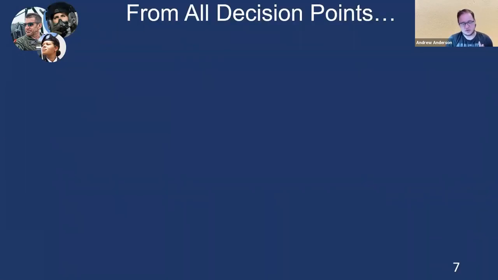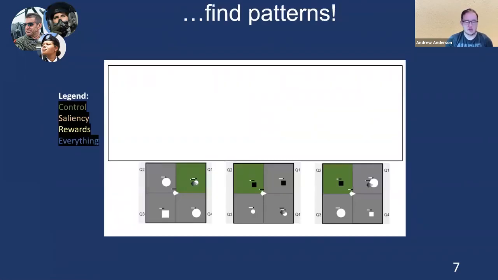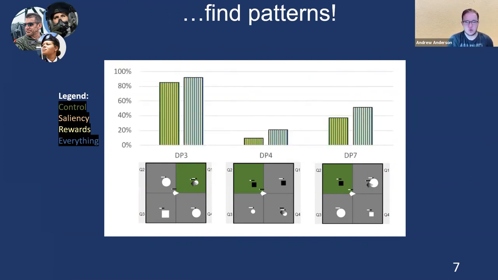So the next attempt we had to try and gain understanding is from all the decision points, we had to find patterns. In these 3 cases, the presence of the enemy kite-shaped tank is the common theme throughout them. And what we actually saw was that the participants who saw reward bars, which are these bars here on the right, are more accurate at predicting what the agent will do in these three cases than the participants who didn't see reward bars, so these bars here on the left.